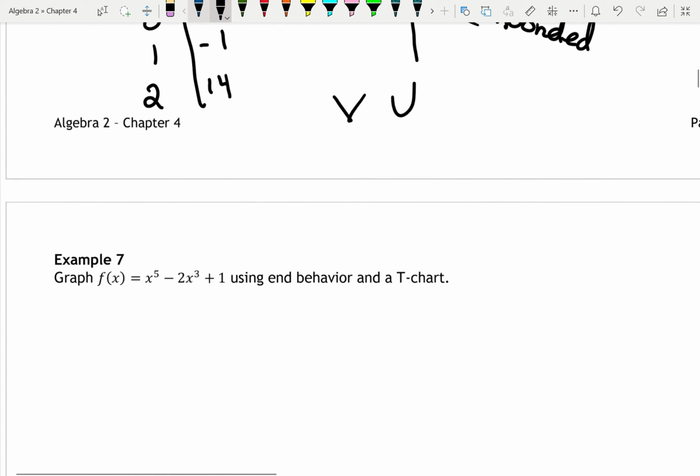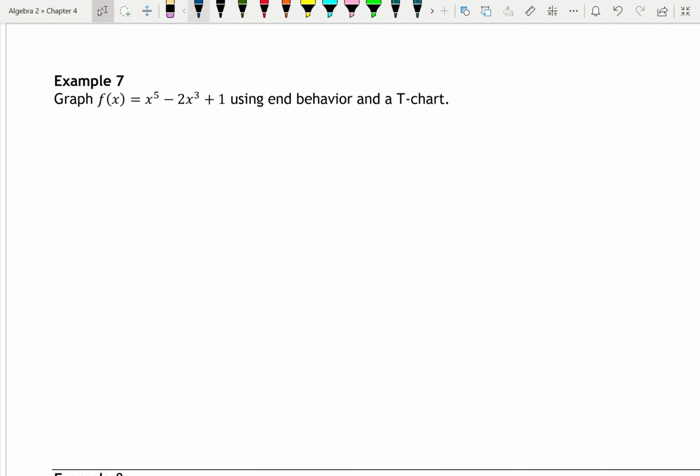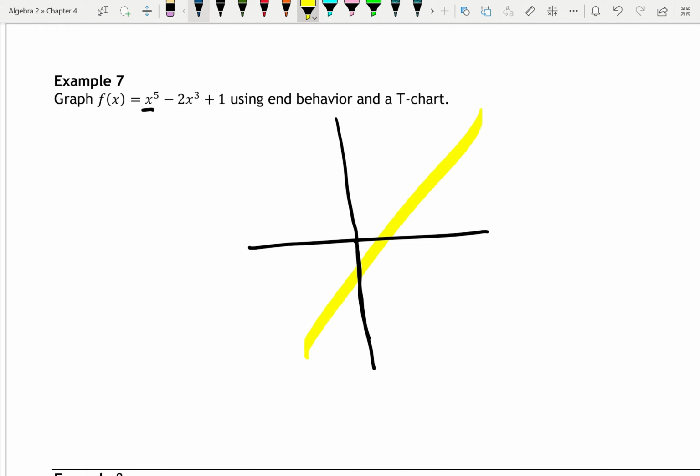All right, let's look at number 7. We're supposed to graph this function using end behavior and a T-chart again. So I'm going to look at my graph, and I'll draw in my little arrows for the end behavior. This is an odd degree with a positive coefficient, so it's going to be roughly like a line. I think about a line going like this. My arrows are going to be up here and down here.